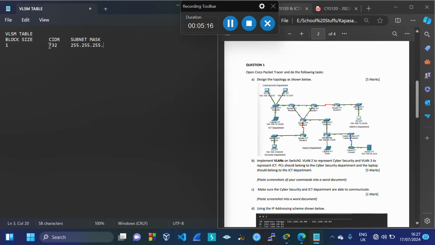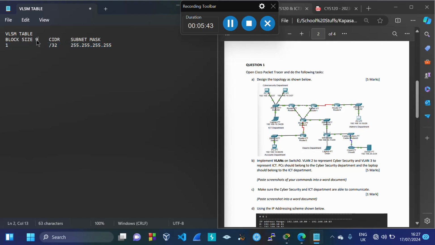Now because it says /32, a slash means the number of ones. In this case, if this represents 8 ones, and even this and this one, it means I have 3 times 8, which is 24. So to come up with 32 ones, I just need to put another 8, which is 255. By coming up with this, we can now design our VLSM table.